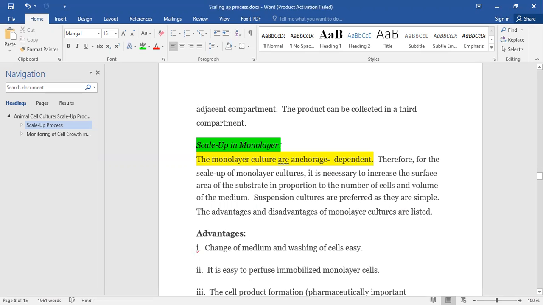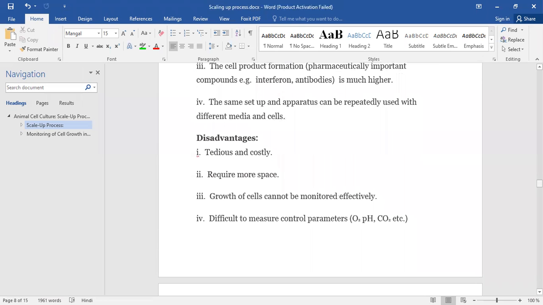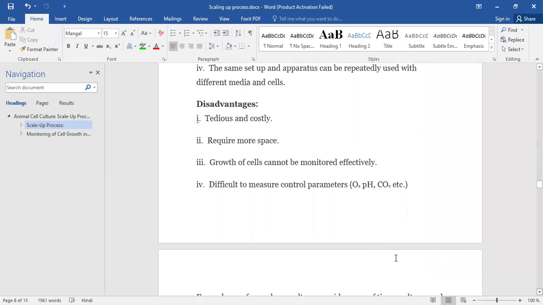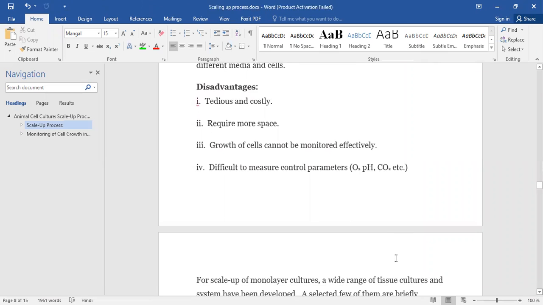So what are the advantages of the monolayer? The first one is that change of media and washing of cells is easy. It is easy to perfuse immobilized cells, because suspension culture was not for immobilized cells; the monolayer is specific for immobilized cells. Cell product formation is higher in the monolayer, and the same set of apparatus can be repeatedly used. What are the disadvantages? It is complex and costly. They require more space and are less productive.